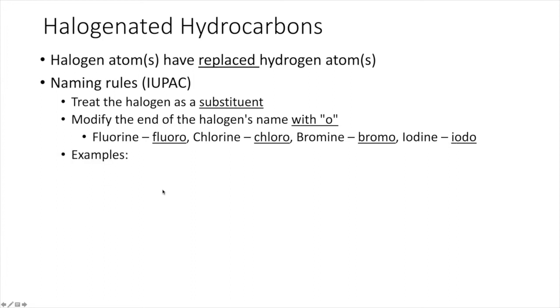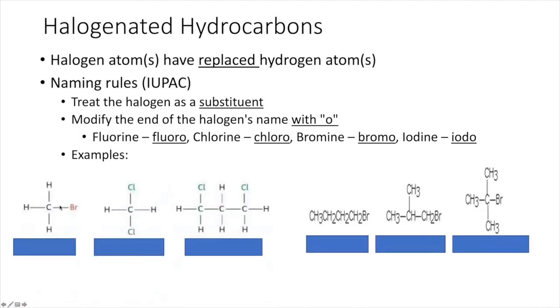So here's some examples of compounds with a halogen as a substituent and how that affects its name. In this case, we have methane, but one of the hydrogens has been replaced by this bromine. Okay, and so up here we learned that the name for the bromine becomes bromo. And it's going to be a prefix, just like the substituents before were prefixes. So I'm going to say this is bromomethane.